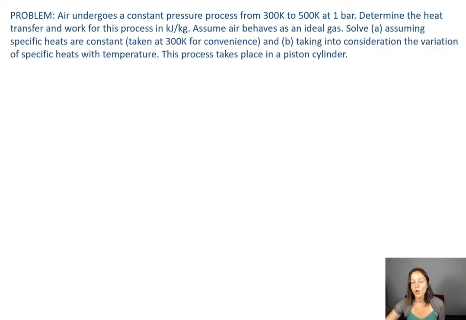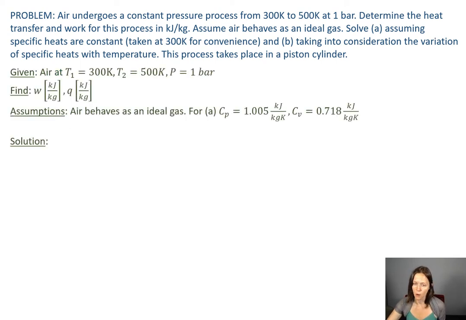So let's work a problem. We've got air. It undergoes a constant pressure process from 300 Kelvin to 500 Kelvin at 1 bar. We want to determine the heat transfer and the work for the process in kilojoules per kilogram, and we're going to assume that the air behaves as an ideal gas. And we want to solve this assuming that the specific heats are constant, and we're going to take them at 300 Kelvin for convenience. And then we're going to take into consideration how the specific heats change with temperature. In other words, we're not going to make the assumption that specific heats are constant. And this process, just by the way, takes place in a piston cylinder. So it's a closed system. It's what we're used to.